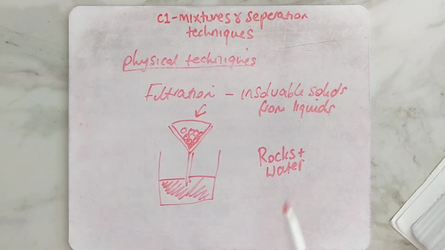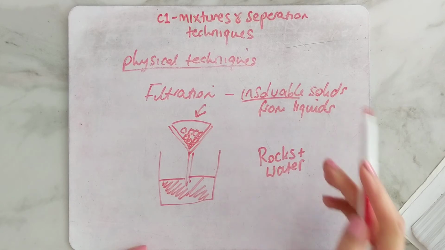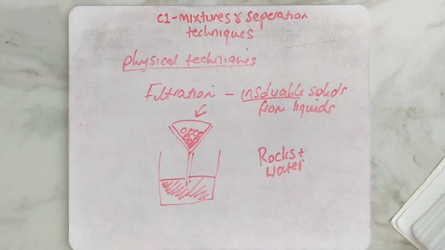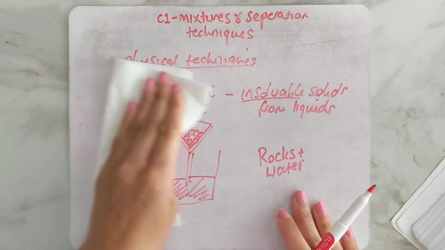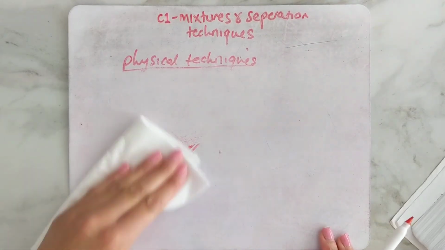So insoluble means a substance that hasn't dissolved in that liquid. So for instance, rocks do not dissolve in liquids, therefore we can use filtration. Okay, next one, nice and easy.